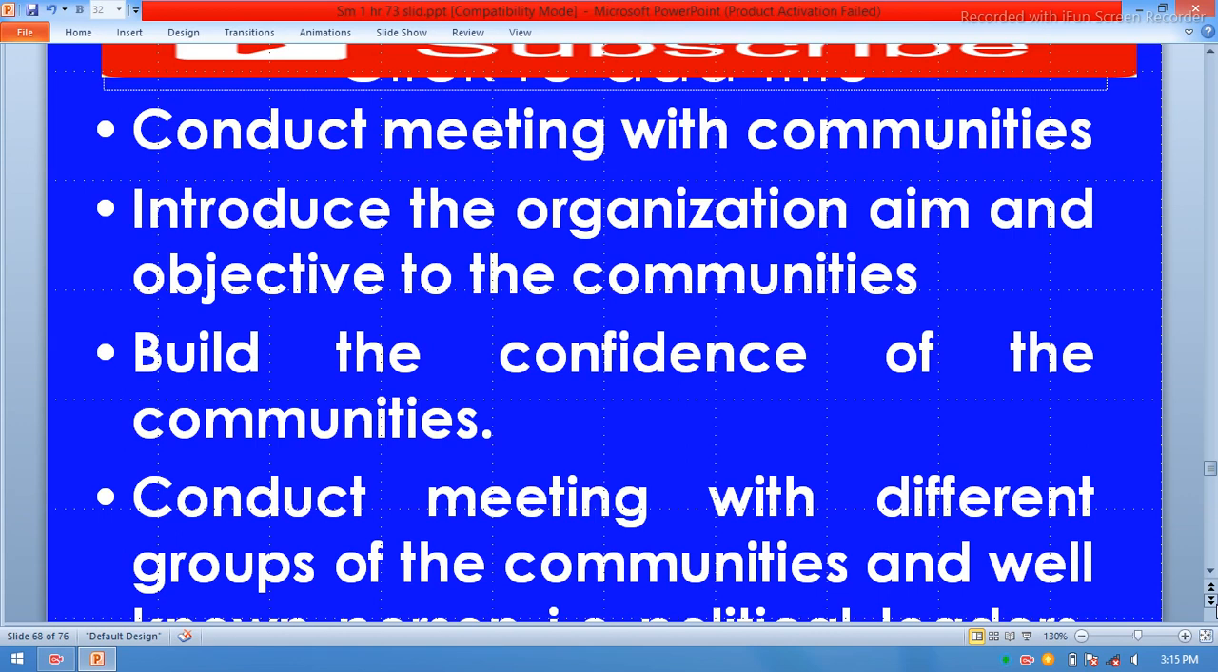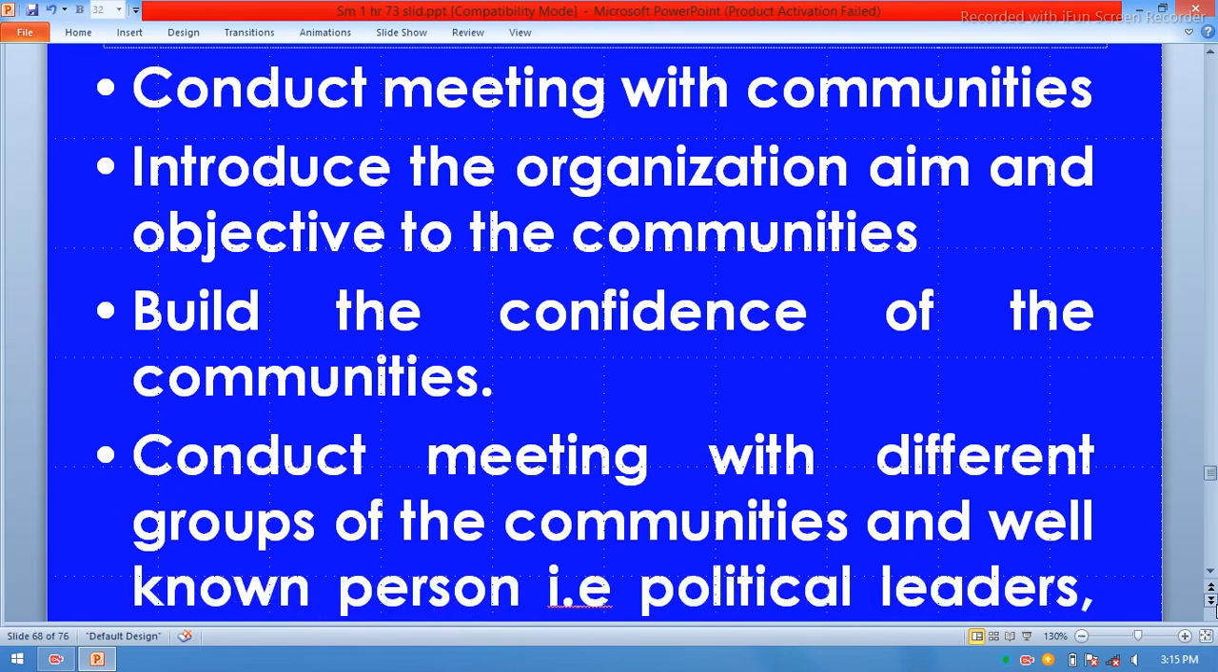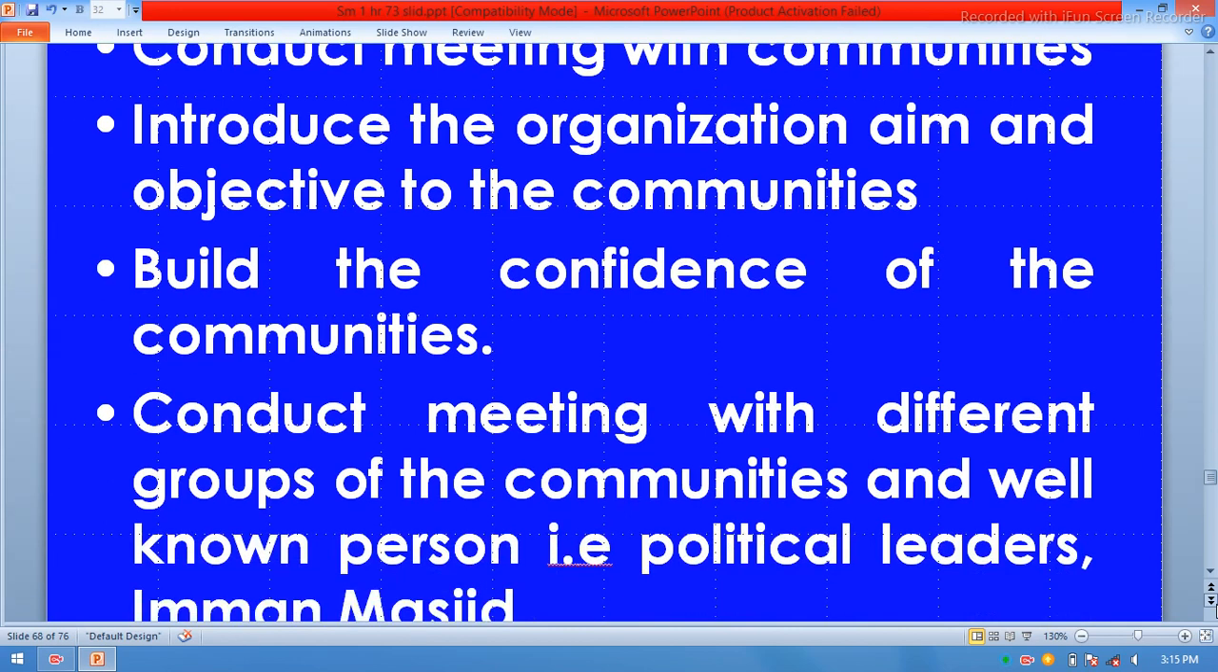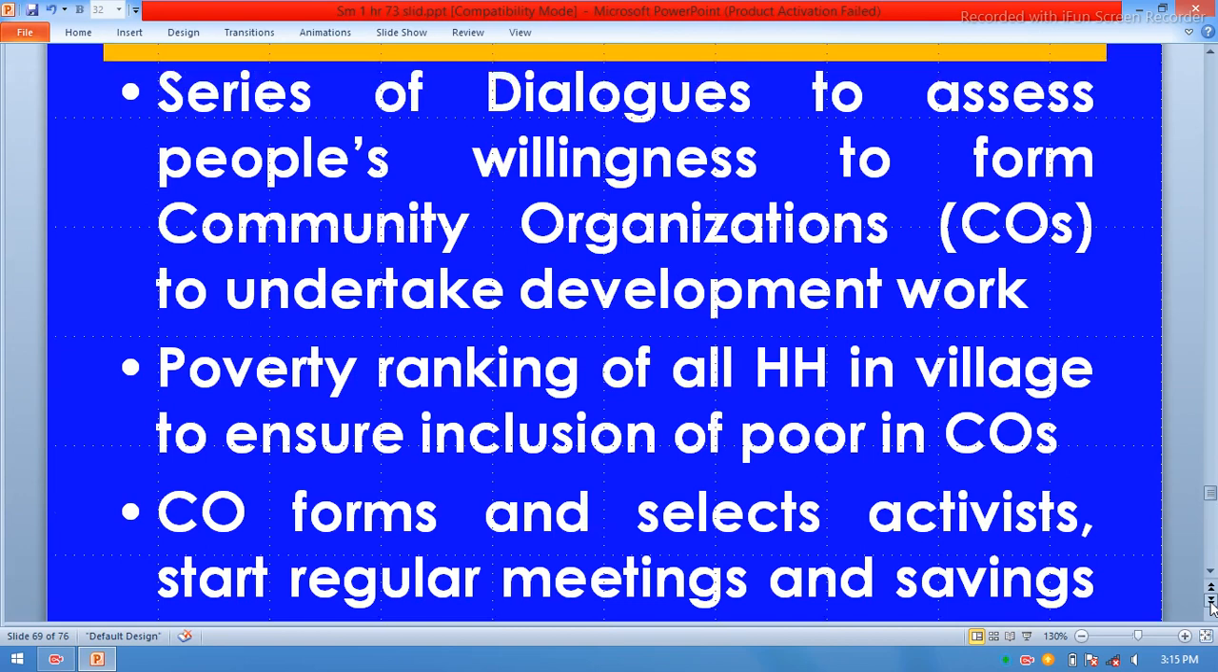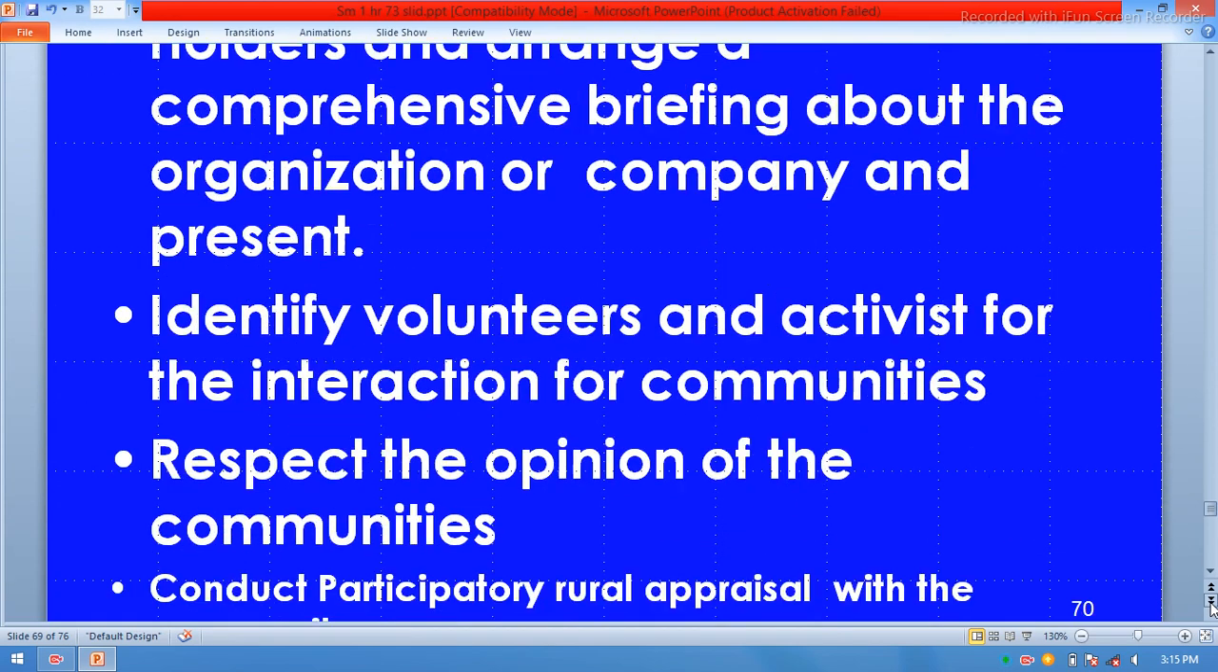Conduct meetings with the communities, introduce the organization's aims and objectives to the communities, and build the confidence of the communities. Conduct meetings with different groups of the communities and well-known persons, political leaders, the Imam of the Masjid. Hold a series of dialogues to assess people's willingness to form a community organization to undertake development work, with poverty ranking of all households in the village to ensure inclusion of the poor in the community organization.